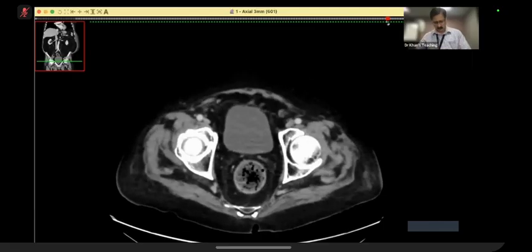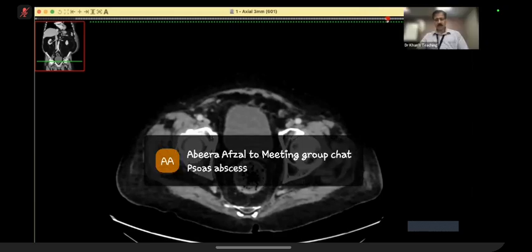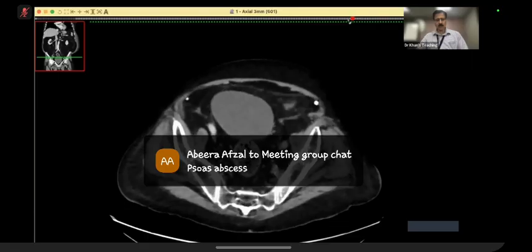Look at, you must be having a protocol for your abdominal CT. So you are looking at the soft tissue. Anything else you want to see? I would also look at the bony windows. So please look at the bone. On this window, look at the bone.